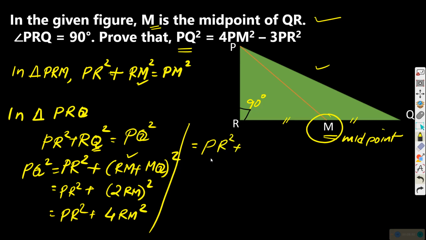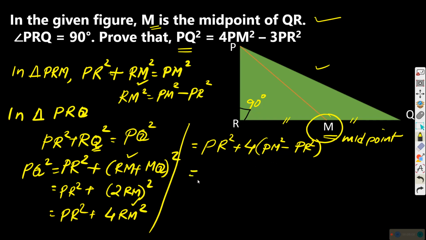PR square plus, instead of that RM square, we can think about RM square. We can make a definition now using PM square minus PR square. We will substitute that. So PM square minus PR square is RM square. So for RM square, we will write that. So now we connected the two equations we got. Because our answer should be in terms of PM and PR. So that we are going closer to it.